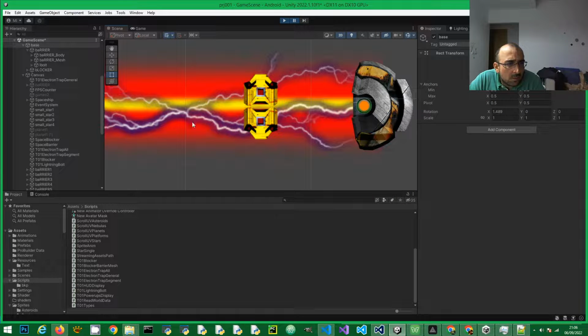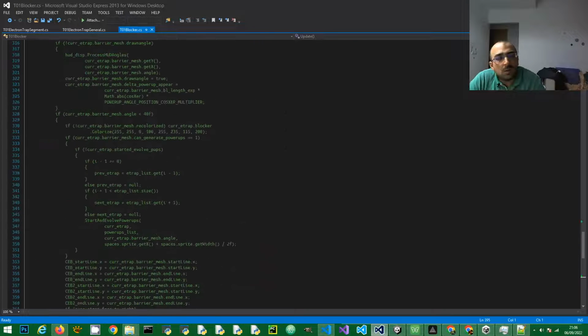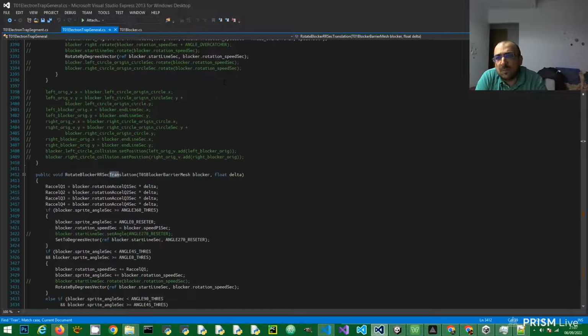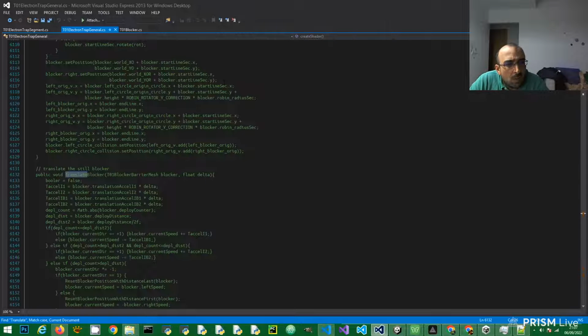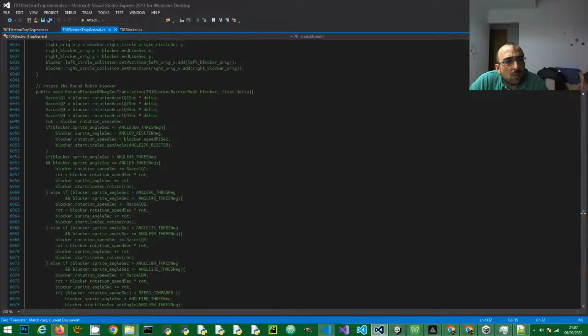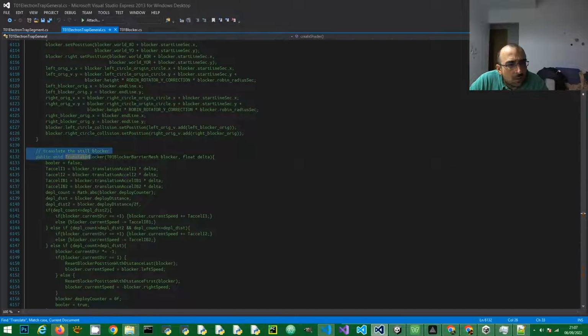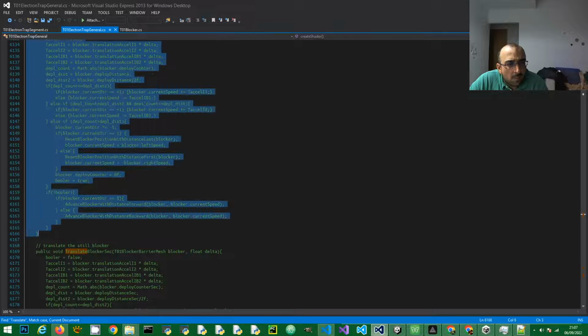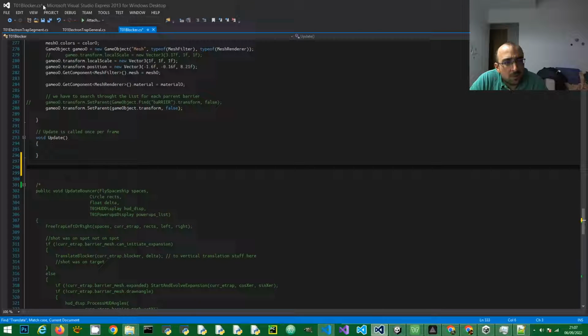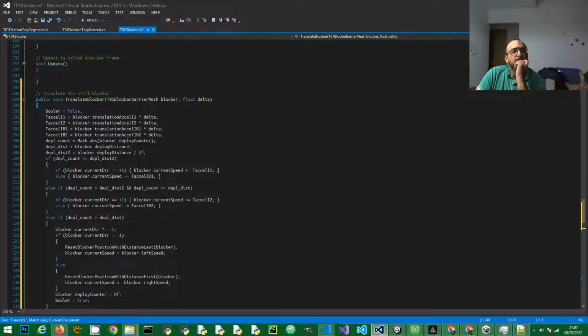Okay, so where do we have this function translate? Let's search this function, translate blocker. Good, so we have it here. Translate blocker. We have to copy this and paste it here, because we will use it in the update function.